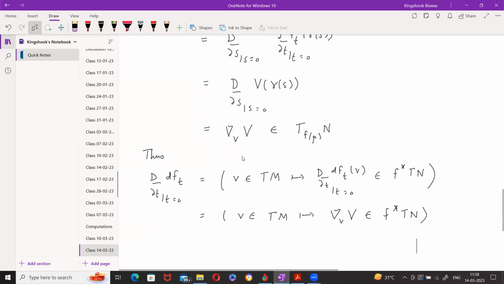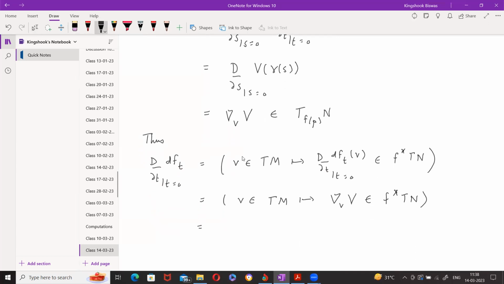So therefore, this is equal to the section nabla sub V, which is a section of T star M tensor F star Tn. All right. Is this clear? Yes, it's clear. Okay, so there's less than a minute. So let me stop this session and start another one. We'll finish the computation of the first variation of energy.